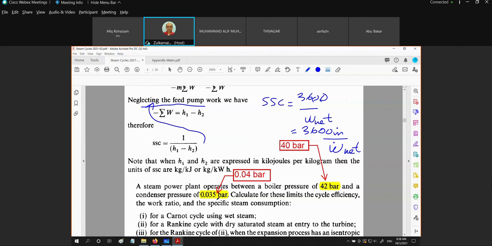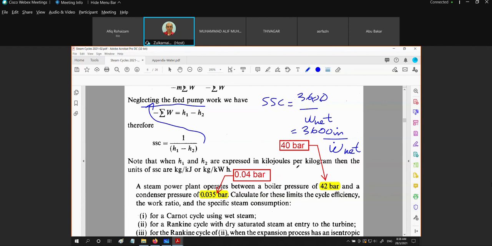Why I don't use this value from the textbook is because we don't have the exact value of this in our table from Yunus Cengel. That is the only reason. I don't want you to end up with a lot of interpolation because we don't have this 40 bar.